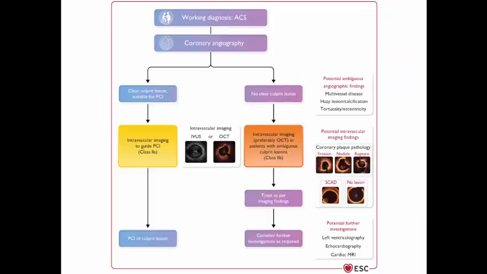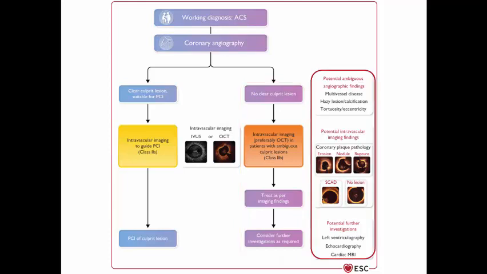In this interesting diagram, we can see that in patients with clear culprit lesions suitable for PCI, intravascular imaging has a class 2A recommendation to guide PCI, and in case there is no clear culprit lesion, intravascular imaging may be used in case of ambiguity regarding the culprit lesion.